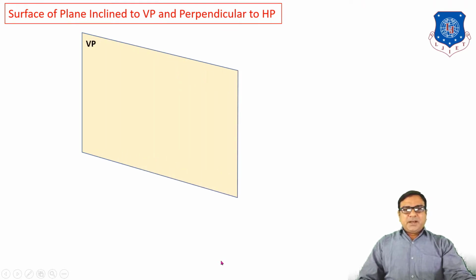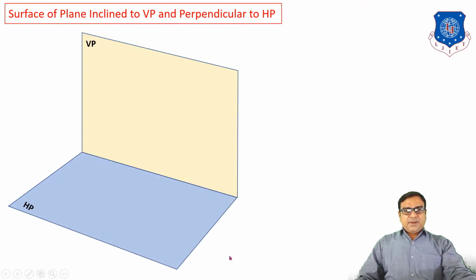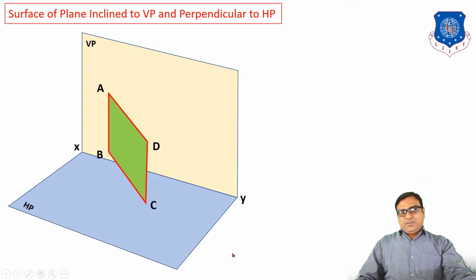Now the surface of the plane inclined to VP and perpendicular to HP. Horizontal plane, vertical plane, XY. Now keep a plane inclined: the surface of the plane is inclined to the vertical plane and perpendicular to HP. That angle is represented as phi. Now first you take the top view, meaning the projection of the plane on the horizontal plane. This is only a line ABCD. The line is also inclined at phi angle, whatever the original angle between the surface and the vertical plane.